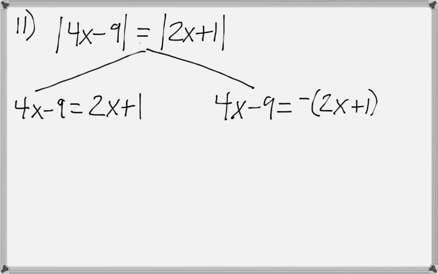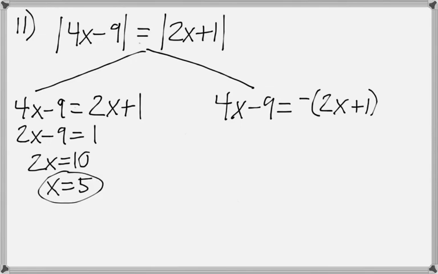So if I subtract 2x from both sides here, I have 2x minus 9 is equal to 1. If I add 9 to both sides, 2x is equal to 10. And divide both sides by 2, x is equal to 5.